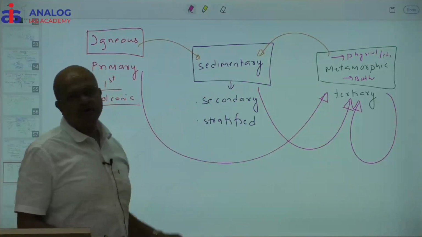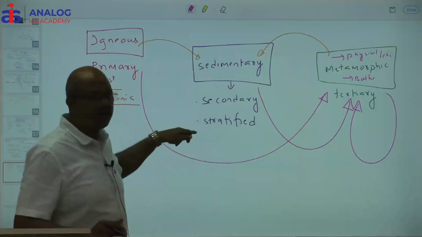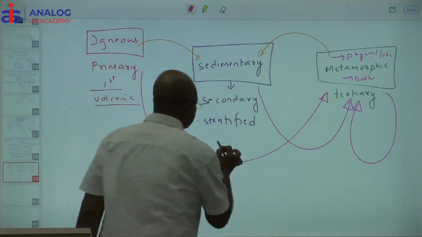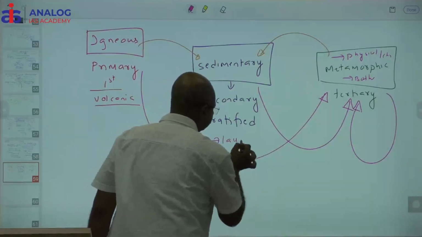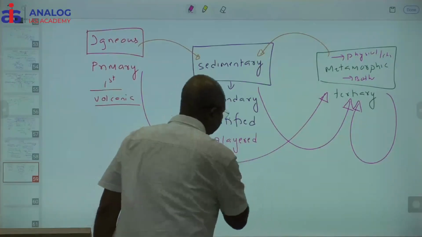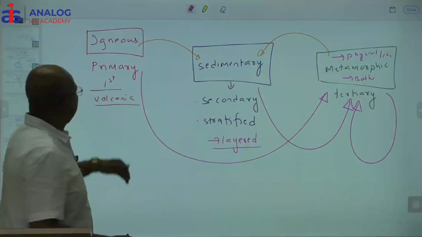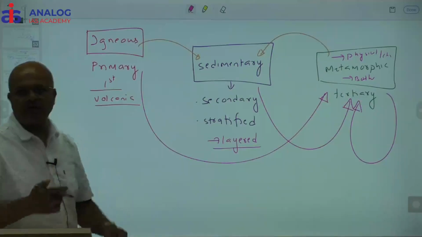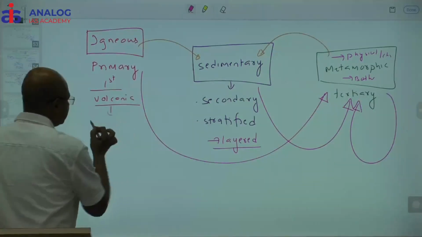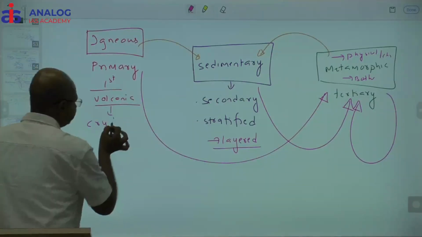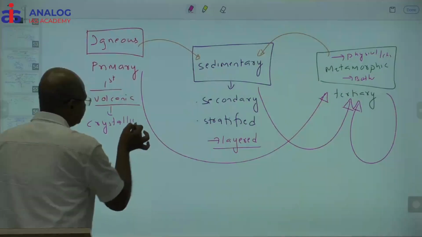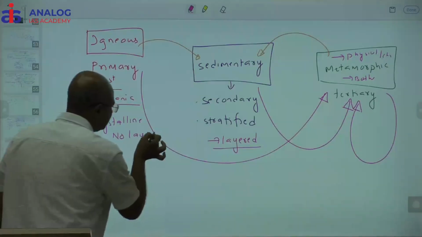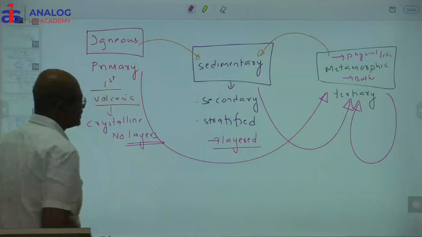only sedimentary rocks are the layered rocks. Stratified means layered rocks. So sedimentary rocks are layered rocks, whereas igneous rocks are crystalline. Crystals, they do not have any layers. So they are crystalline rocks. No layers.